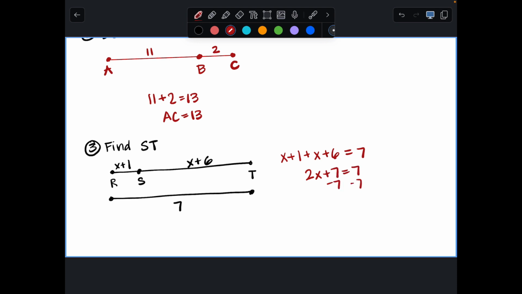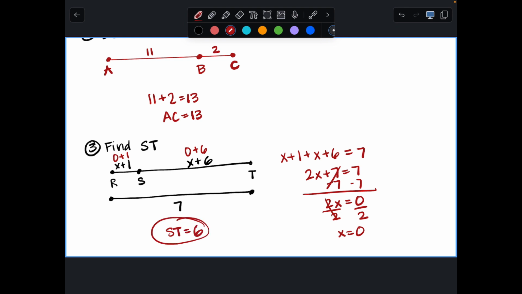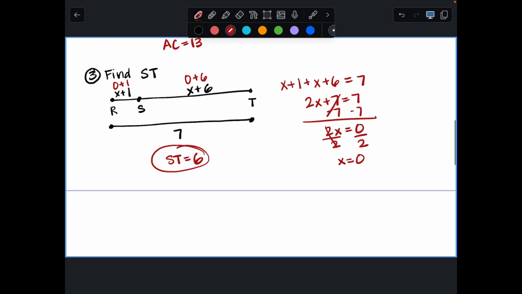It is, okay. 2x equals 0. Divide by 2. So x equals 0. Which I guess that works because 0 plus 6 equals 6, 0 plus 1 equals 1, and the total length is 7. So what is the length of ST? ST is 6. RT is 7.